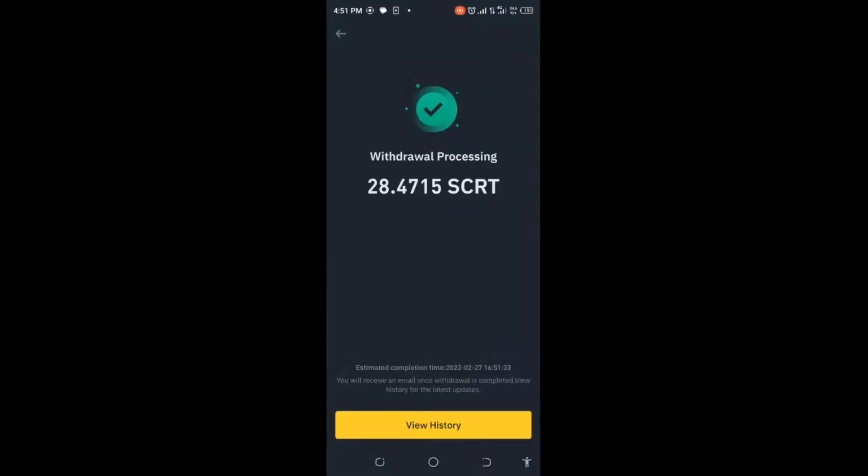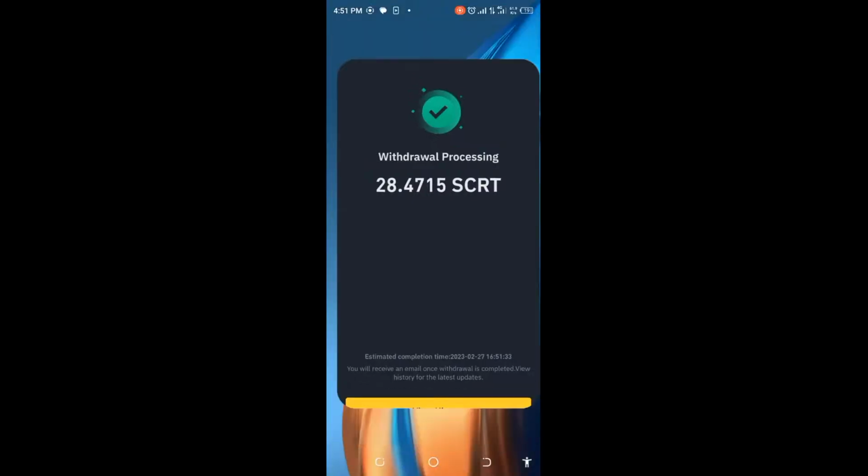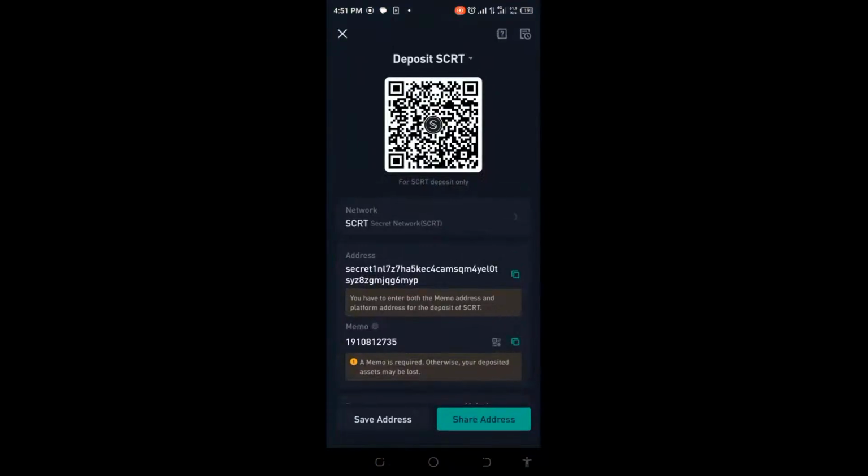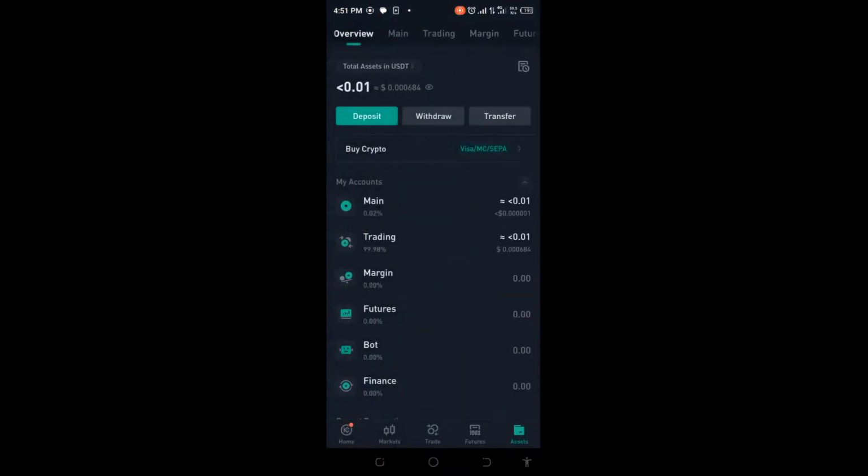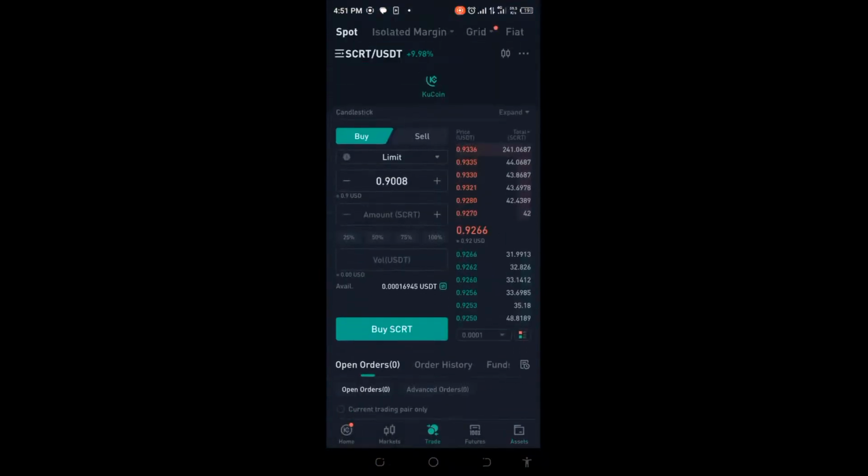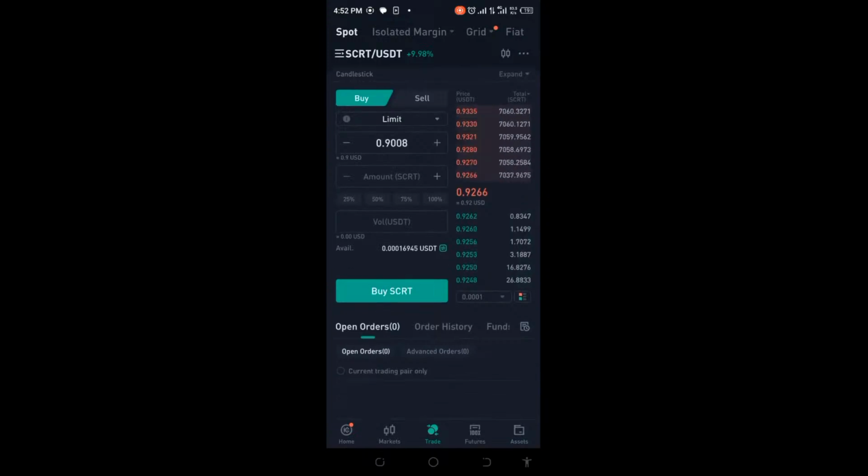Okay, so 28.47 SCRT is on its way. So let's go check KuCoin to see what's going on. I'm so excited to see, and I hope that it still remains the same. Oh, it looks like it's good, but let's keep our fingers crossed that this continues till we get here. Okay, so once it arrives, I'll let you know. See you shortly.